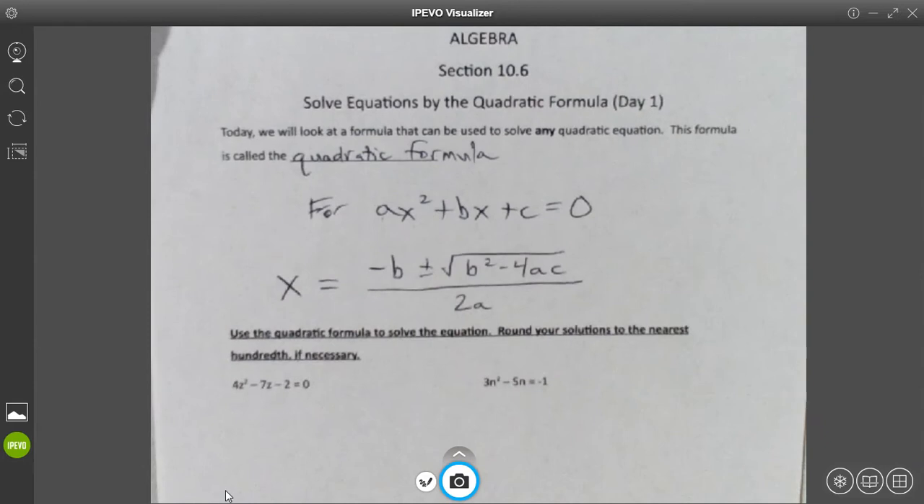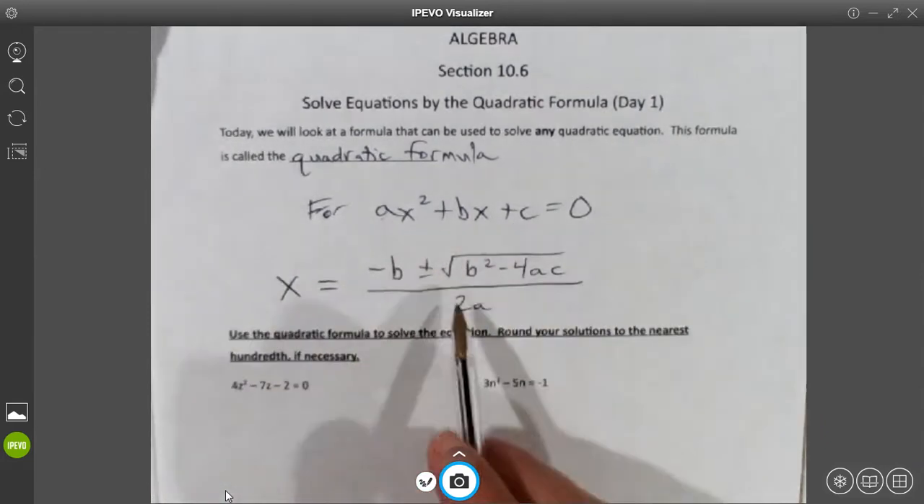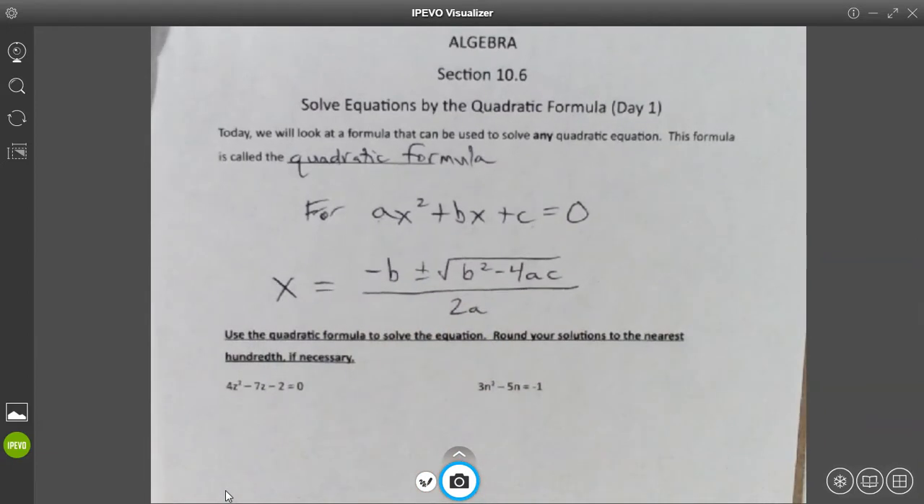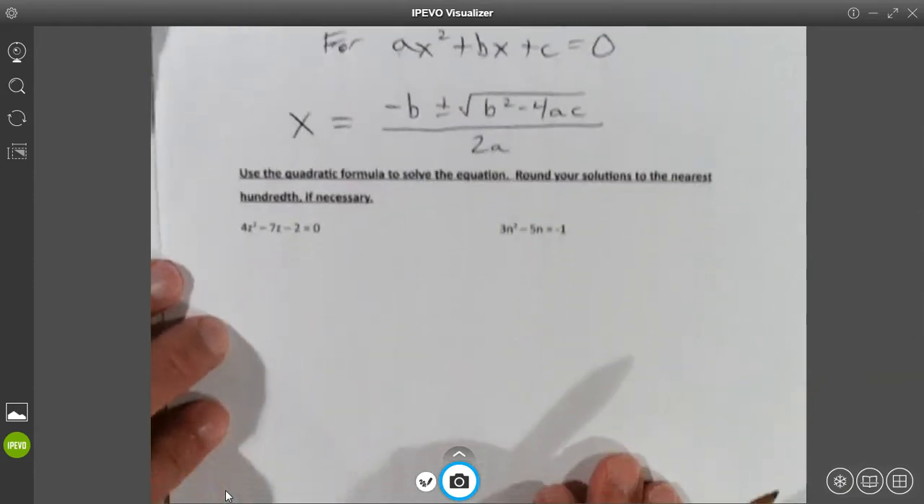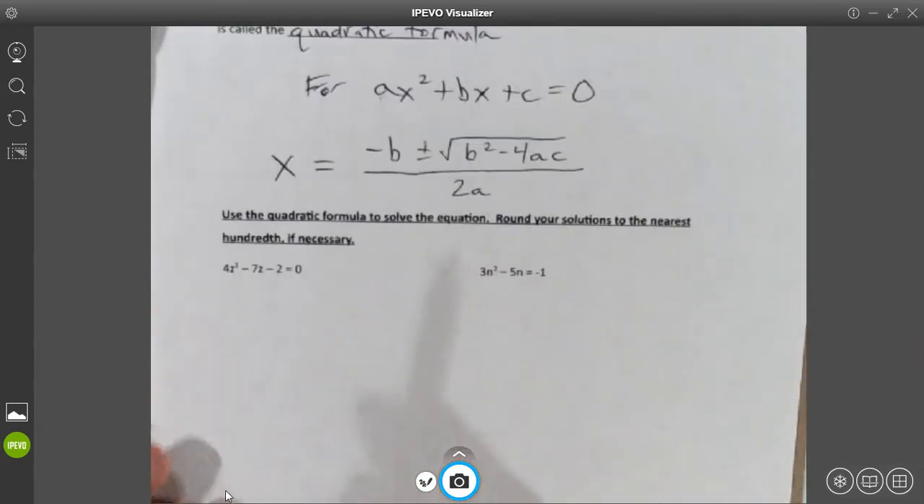If you have a value for a, a value for b, and a value for c, it's simply replacing those values in here in the appropriate spot, and then we're going to use order of operations to simplify it. Now we're going to look at a couple of examples, and notice we are splitting this up into 2 days. I'll talk about that in just a little bit.